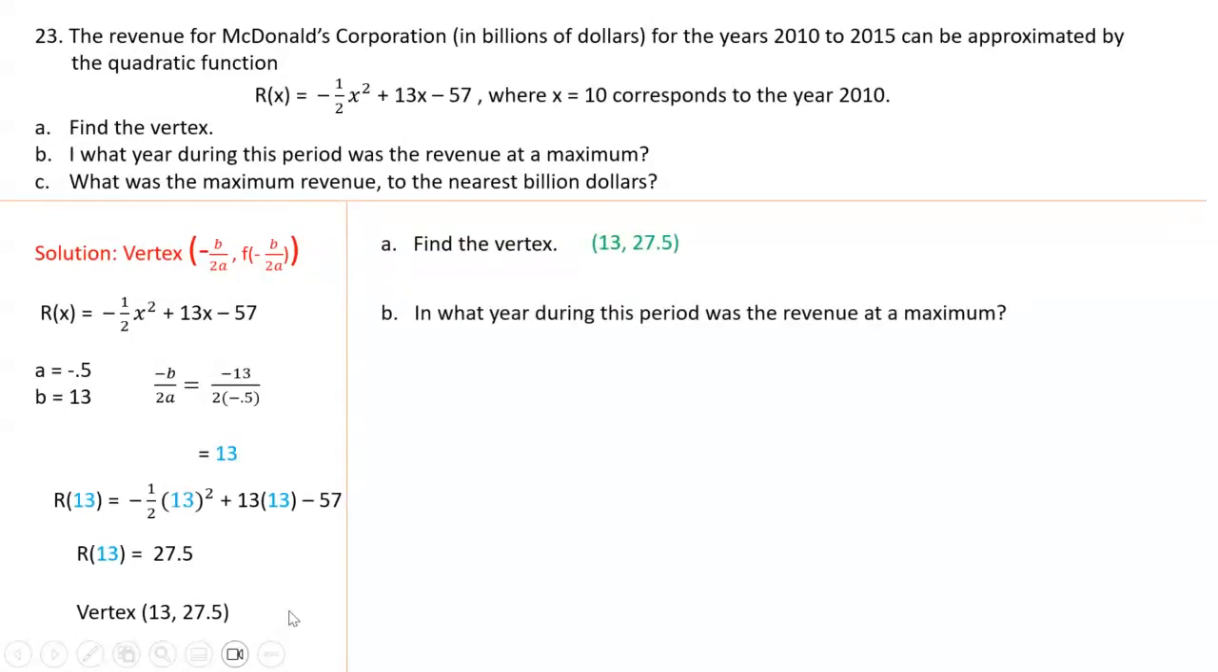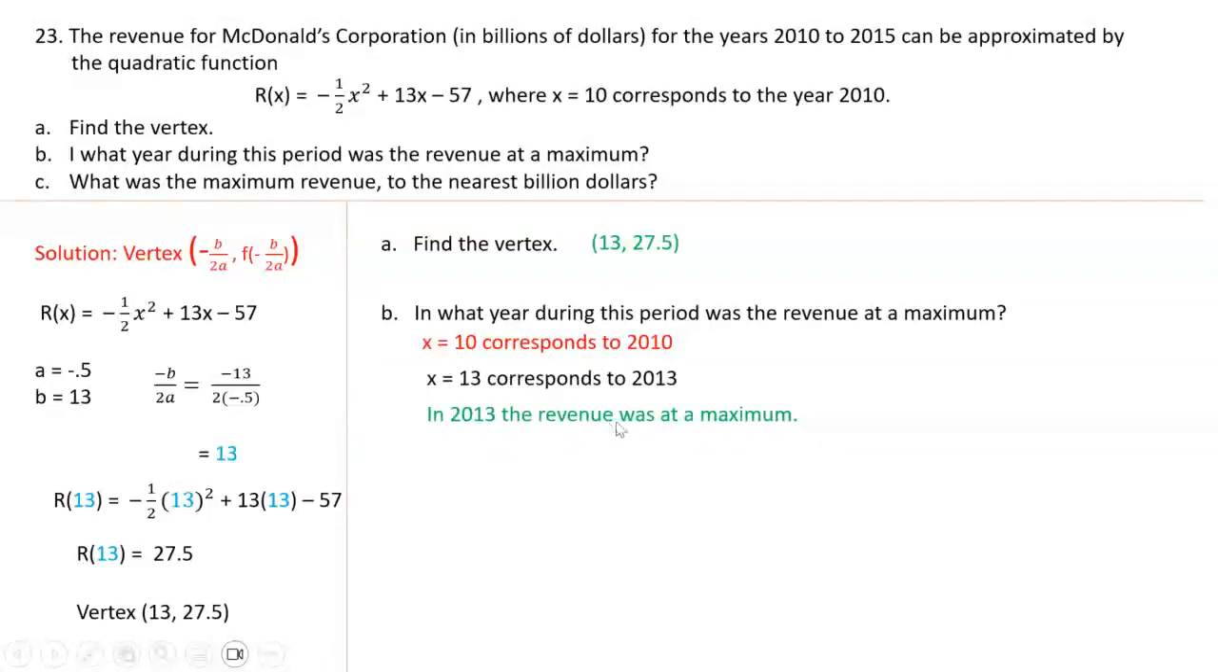Now for part B, it says, in what year during this period was the revenue at a maximum? So for part B, guys, in what year? We're looking for the x part of the vertex. If x equals 10 corresponds to the year 2010, then x equals 13 corresponds to the year 2013. So that's my answer. In 2013, the revenue was the maximum.